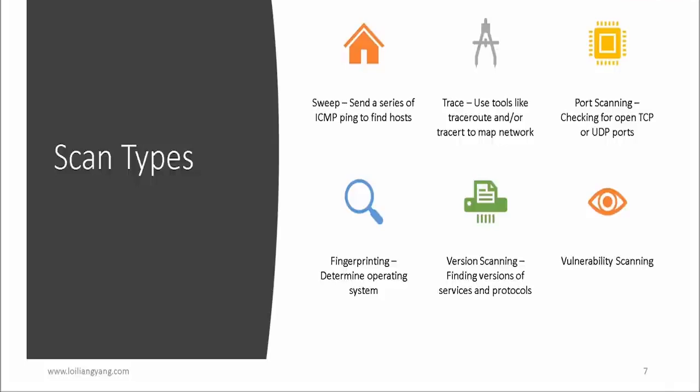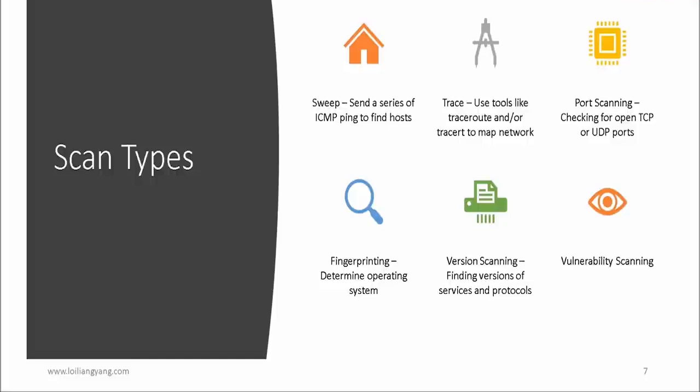So there's a number of scan types. Of course on the right we can see 6 major scan types. The first one is sweep, where we actually send ICMP pings, which are the way for us to ping devices and see whether those devices are alive, whether they're reachable or we are able to reach them. And the second one is trace. Trace is using traceroute to find out how the packets are being sent across the network to ultimately the computer that we want to reach on the destination.